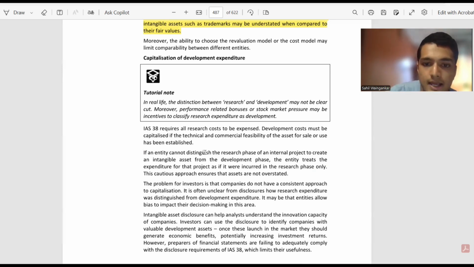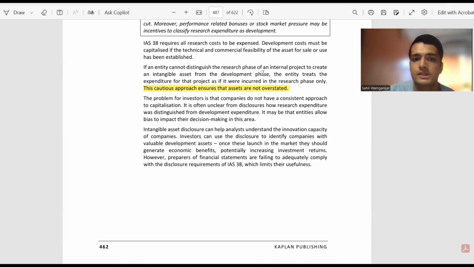ये हम क्यों करते हैं? क्योंकि एसेट्स अगर हमने गलती से भी उसको कैपिटलाइज कर दिया तो एसेट्स ओवरस्टेट हो जाएंगे. इसके लिए सो टू नॉट ओवरस्टेट, वी पुट इट इन रिसर्च एंड डेवलपमेंट एज एन एक्सपेंस. The problem for investors is that companies do not have a consistent approach to capitalization.